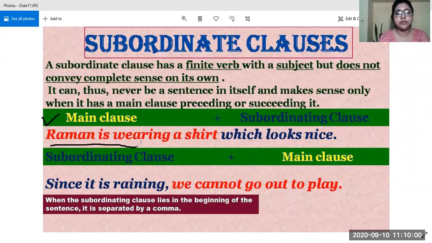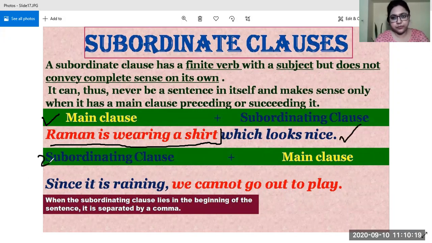If we say only this much, then this also makes a complete sense. That is why it is a principal clause or main clause. However, if we say which looks nice, then it does not make a complete sense. Therefore, it is a subordinate clause. Okay. Now, in the second sentence, what do we see?